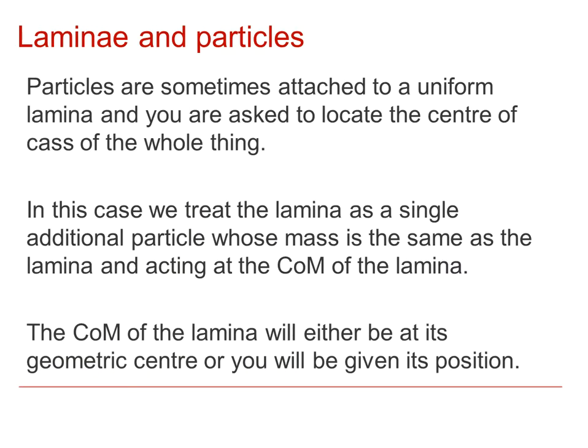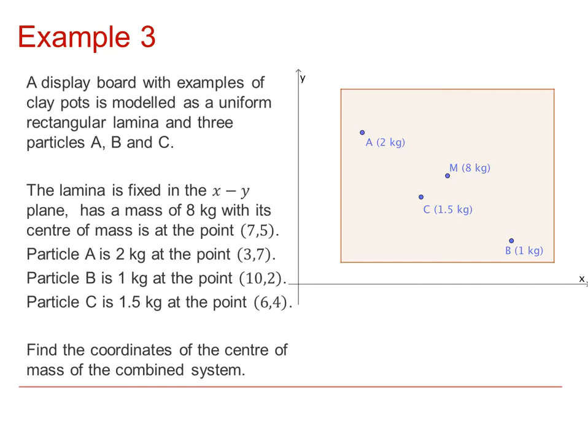Well, sometimes we have problems where we've got a mixture of lamina and masses attached to a lamina. So this becomes relatively straightforward if we realize that the lamina itself can then be remodeled as a mass at its center of mass of the lamina. So we consider the whole mass of the lamina as acting at its center of mass. And then we have a system of masses to deal with, which we've looked at in previous videos.